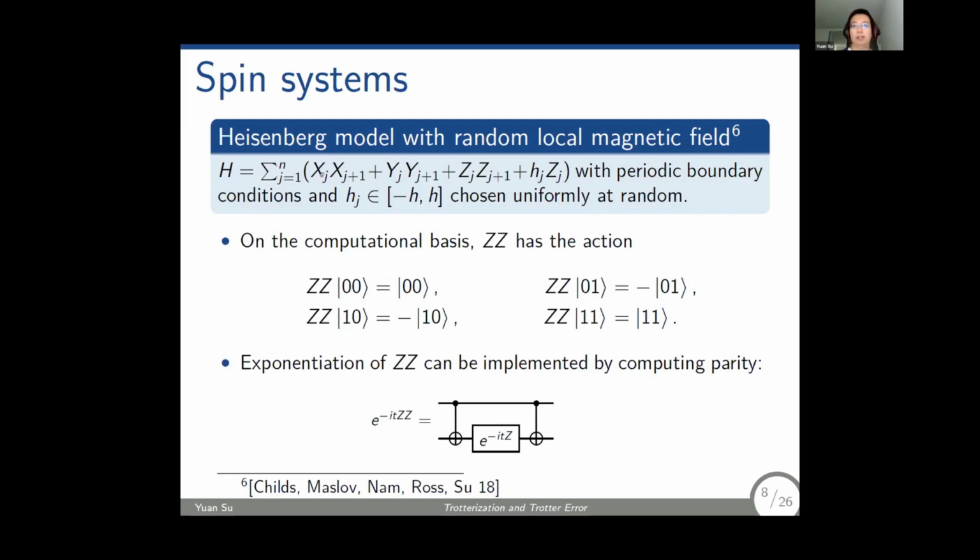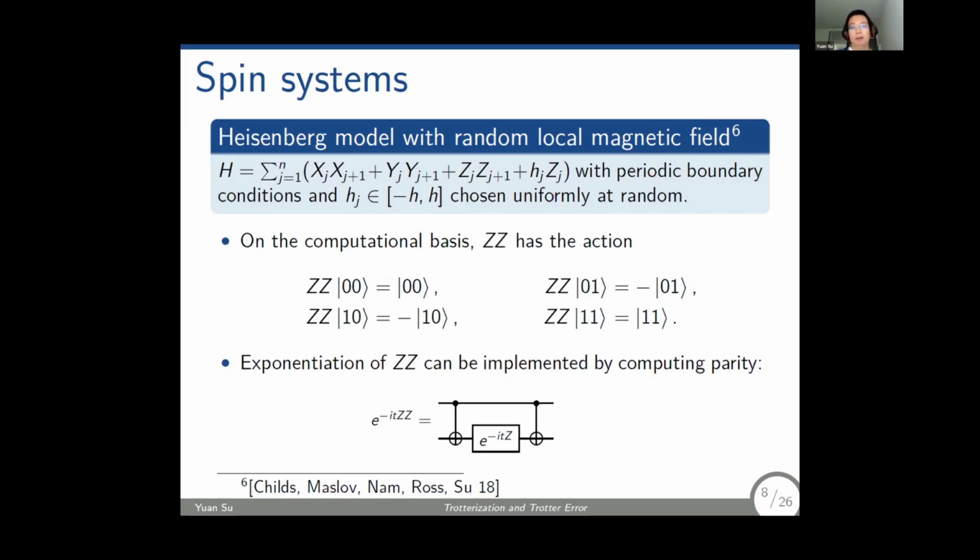So you have this Pauli XX, YY, ZZ acting on neighboring vertices. And then you have these random Z operators acting on each one of the qubits. This model turned out to be useful in the discussion of some condensed matter phenomena like many-body localization, but I don't want to go into details. In any case, how do we implement Trotterization?